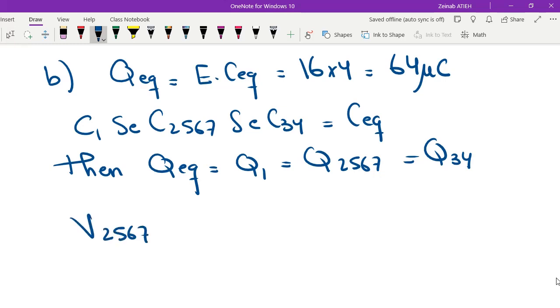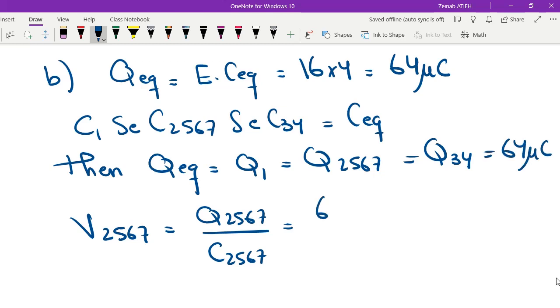So let's find V2567. I'm searching for the 7. V is Q over C, so it's Q2567 over C2567. Q is 64 microcoulomb, which we already found. The C is 16 microfarad. So we will get 4 volt.